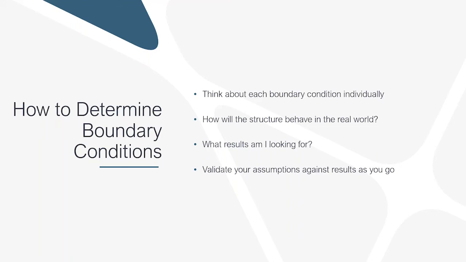So think about how the structure would behave in the real world. Ask yourself questions like, if I push on this, will it move? Is it going to push back? How much will it push back? Is it significant enough that I need to capture that? Does this part of my structure, when it moves, drag another piece along with it? Maybe I need to link those two together, and which one of those elements controls the movement? Is one of them going to have more influence over the other? These are the types of questions that will help you get your boundary conditions right.